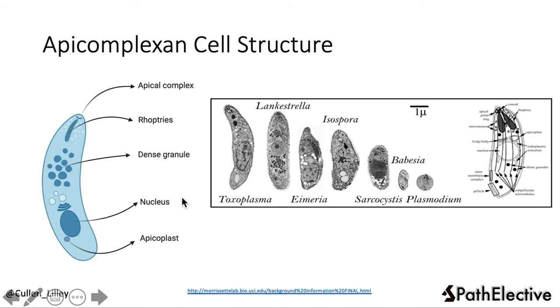Okay, and then obviously we have a nucleus, we have these dense granules, and we have these rhoptries and the apical complex, which is what it gets its name from. So this is the Morrissette lab at UCI that works on the structures of these apicomplexans, and you can see they all, from Plasmodium to Toxoplasma, have similar structures. They just have different shapes and forms.